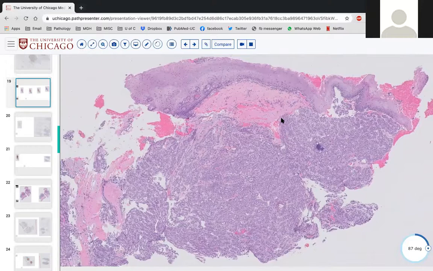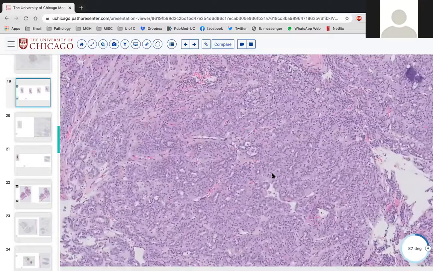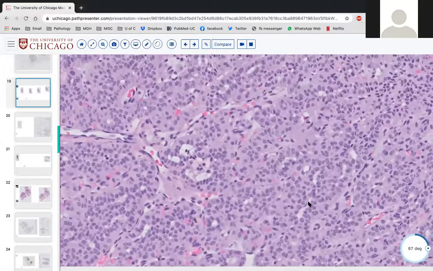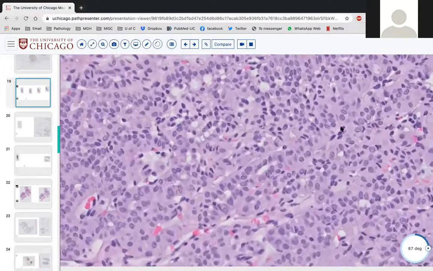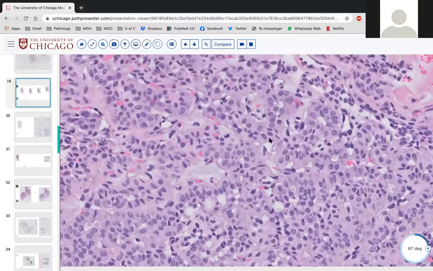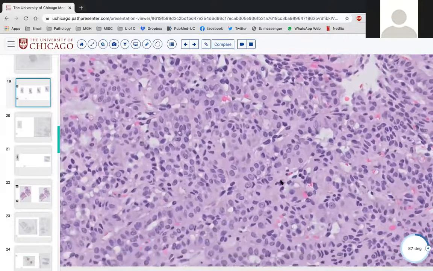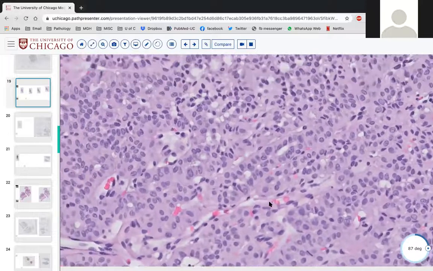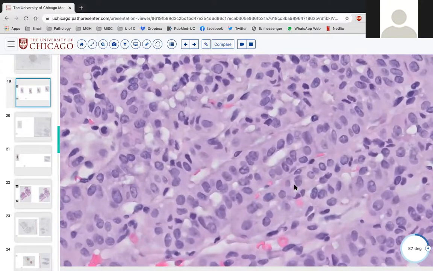It is more, I don't know, would you say purple or amphophilic? It's not growing like in the previous case, like a jigsaw puzzle or anything like that. It's more like trabeculae, and it's trying to form little ducts maybe, or glands, something like that. A lot of the spaces that it forms are not filled with secretions. The cells sort of look monotonous and more ovoid than anything else. Definitely not spindled.